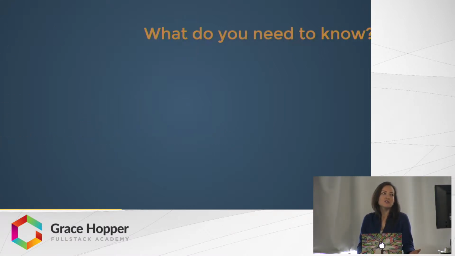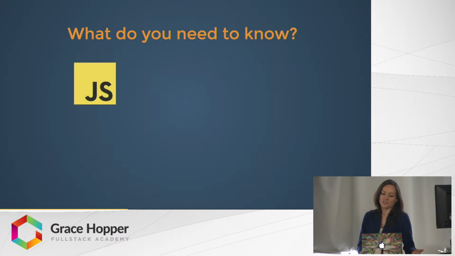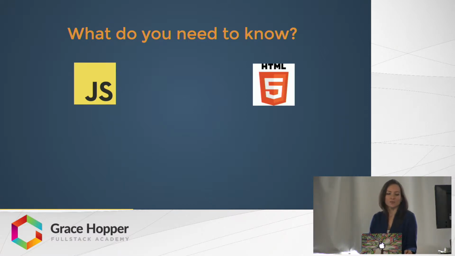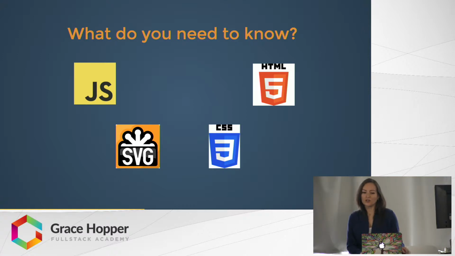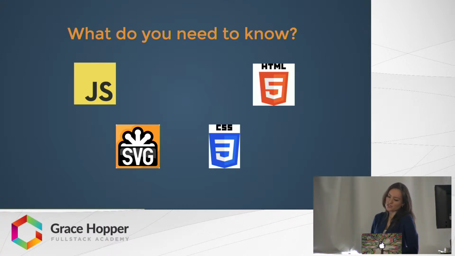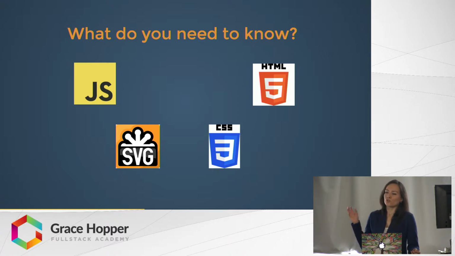So what do we actually need to know in order to use and utilize the D3 functions? First, we need to know JavaScript, since it's a JavaScript library, HTML, CSS, and SVG. For those who are not familiar with SVG, SVG is scalable vector graphics. It's a family of specifications for creating two-dimensional vector graphics. Vector graphics are not created out of pixels. That's why if you zoom in or zoom out, you will not lose the image quality.